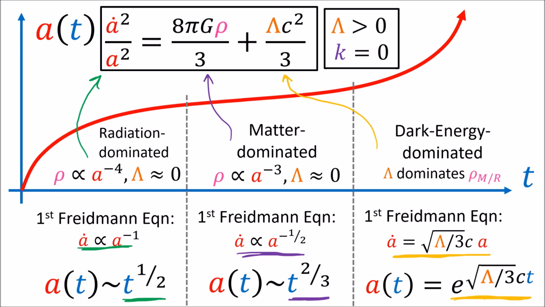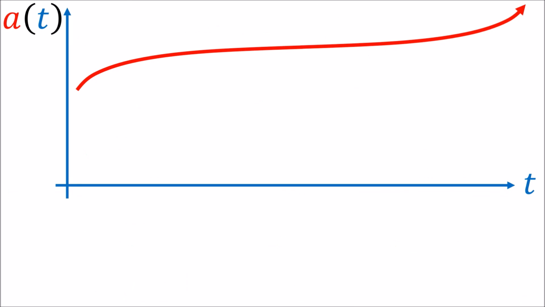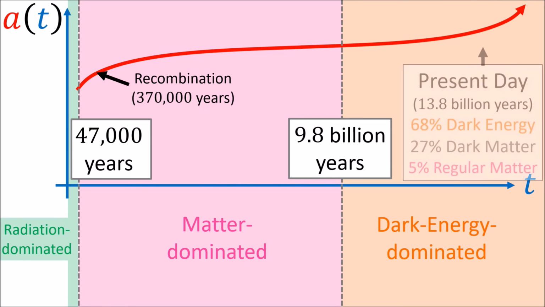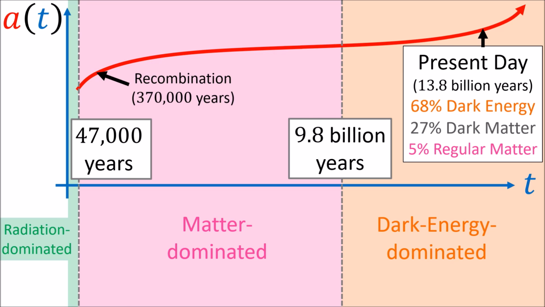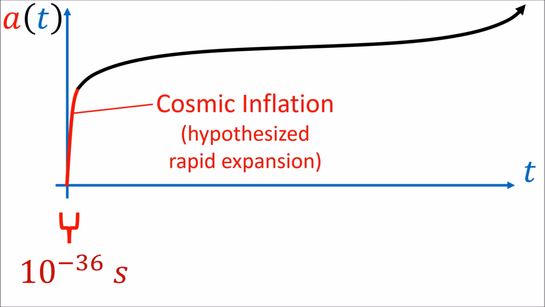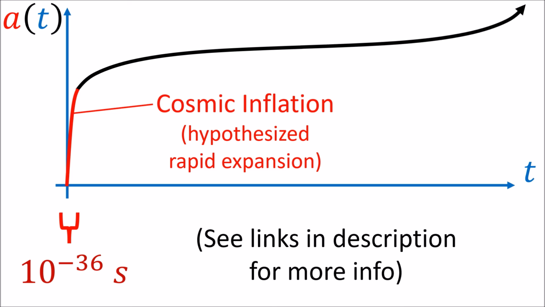So this is a bit simplified, but generally speaking, this is a good approximation of our current knowledge of the history of the universe. If we were to draw this timeline to scale, it would look like this. We currently live in an era where the current composition of the universe looks like this, dominated by dark energy. Also, I'll mention that the extremely early universe in the first fraction of a second is hypothesized to have undergone a period of extremely rapid expansion called cosmic inflation. I'm not going to discuss inflation, but you can check the description for links to more information on it.